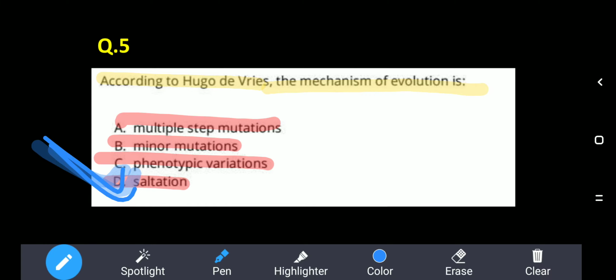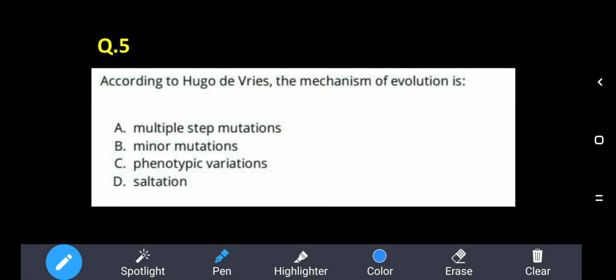Hugo de Vries was not that much in favor of the Darwinian principle, which says that minor heritable variations were mentioned by Darwin. So Hugo de Vries' saltation is nothing but a single step, only in one step a large mutation is going to happen, and then we have the formation of a new and advanced species. So the answer is going to be option number D. Next question.